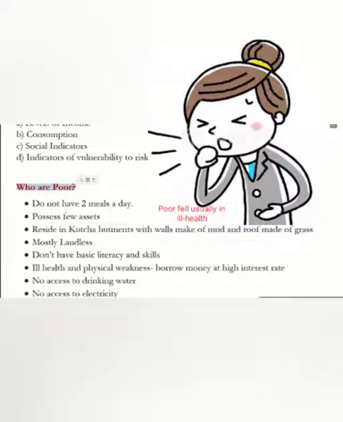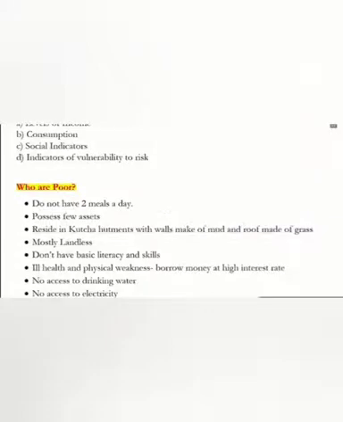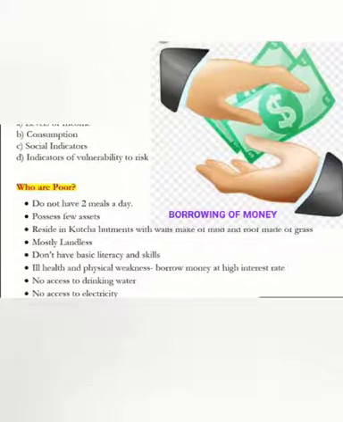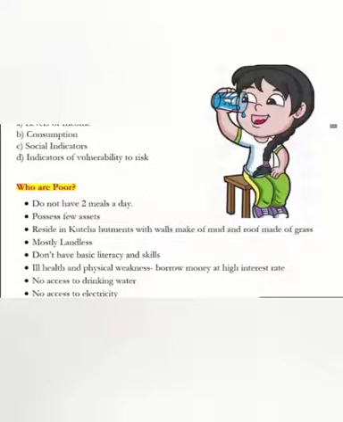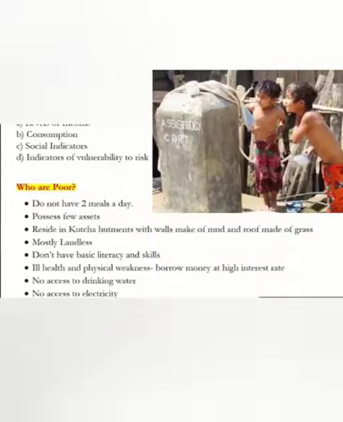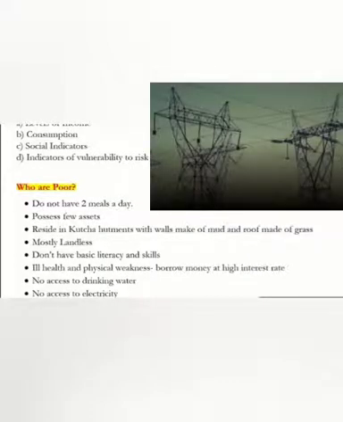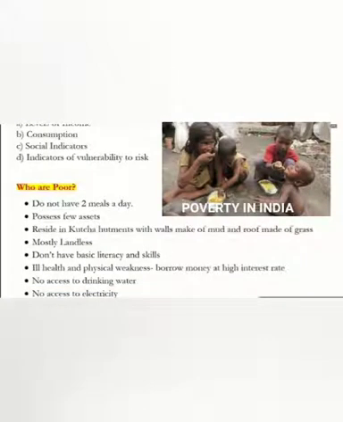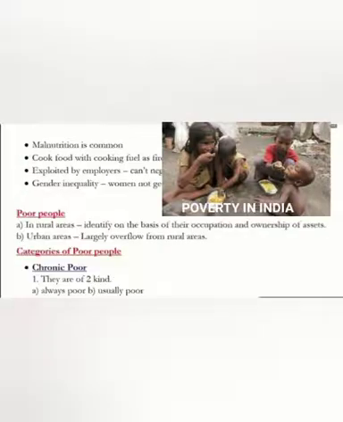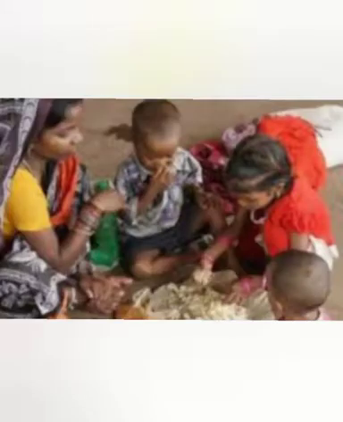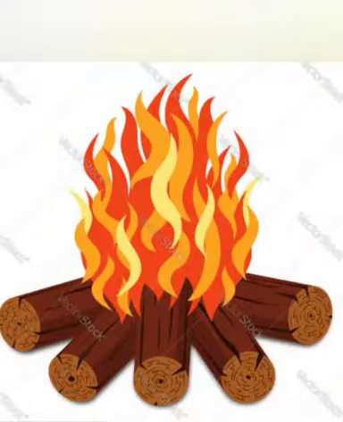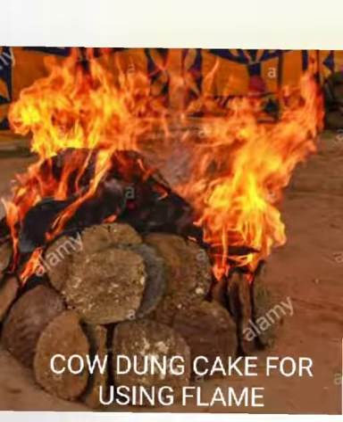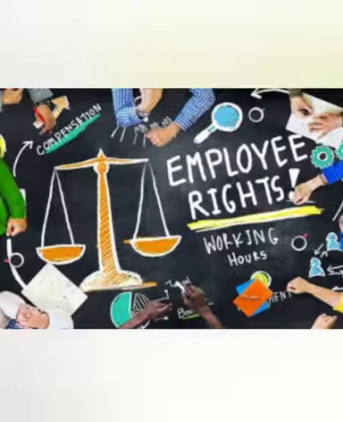Ill health and physical weakness they suffer. They suffer from borrowing money at high interest rates. No access to drinking water. No access to electricity. These people are known as poor people. Usually they commonly suffer from malnutrition. They cook food using fuel, firewood, and cow dung cakes also. They are mostly exploited by employers and can't negotiate their legal wages.